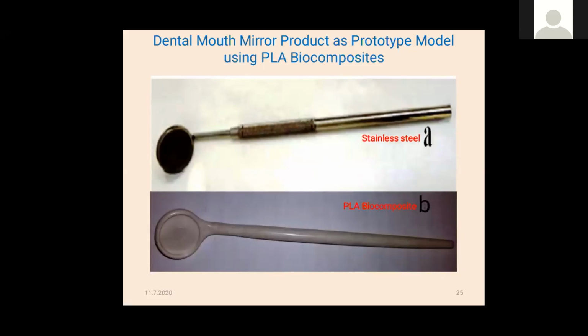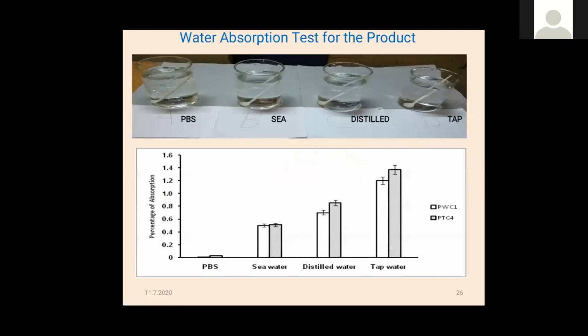So for these three tests, I consulted a dentist, who told me they use PBS and water to wash it. For that, the water absorption test was done. I proved that my product's absorption capacity does not exceed 2%. In all the environmental conditions, that is PBS, sea water, distilled water and tap water, whatever the nature of the water, it does not exceed around 1.2%.